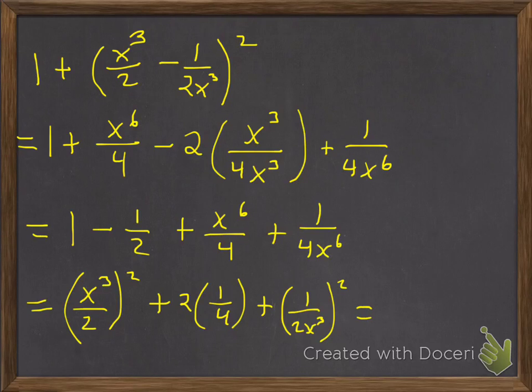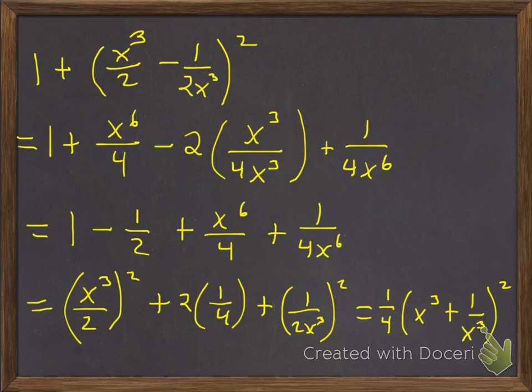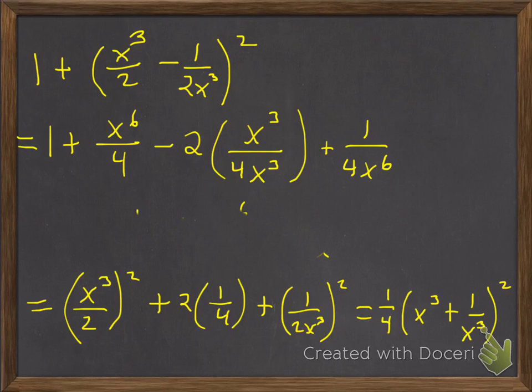Everybody's got a 1 over 4 in common, so we're going to factor out 1 over 4. And so what you're going to have is x cubed plus 1 over x cubed, and let's go back. We can go ahead and expand that to double check that that is in fact what we think it's going to be. Okay, so let's just expand the x cubed plus 1 over x cubed squared, and then we have the 1/4 there. So we'll FOIL that out.